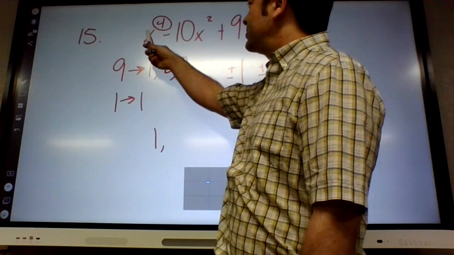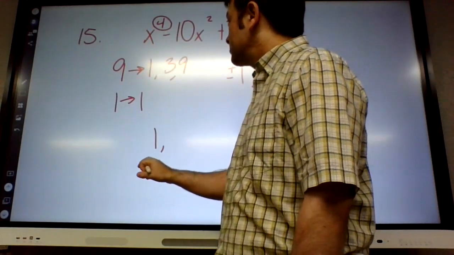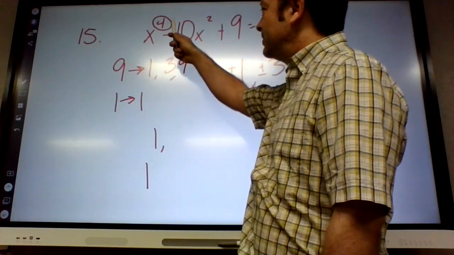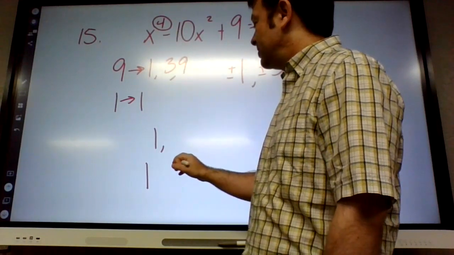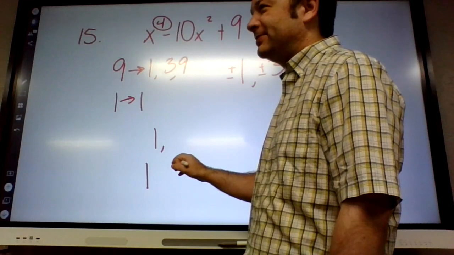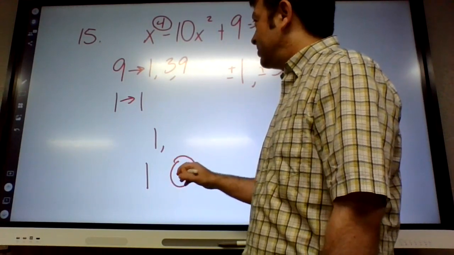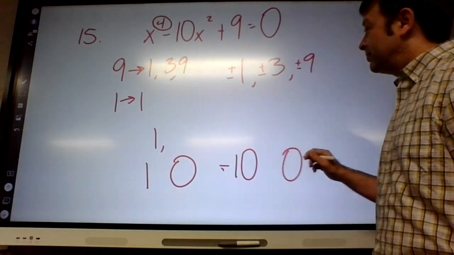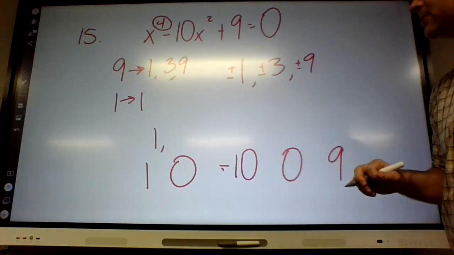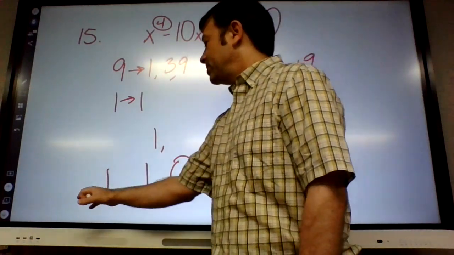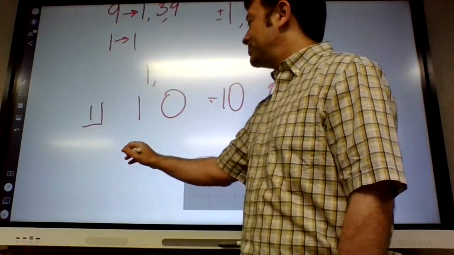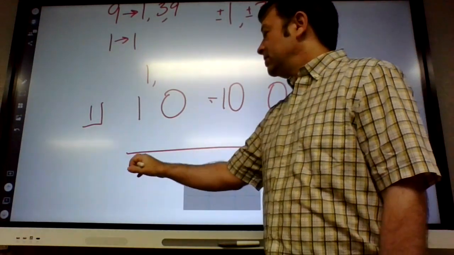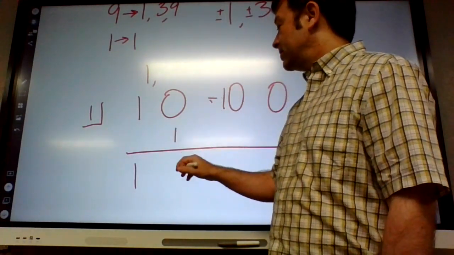Okay, what are my coefficients going to be? 1, negative 10, 0, 9, 0. Oh, shoot. Okay, I'm going to divide the 1 answer out. Okay, down, multiply up.